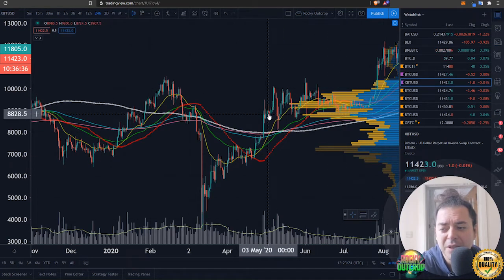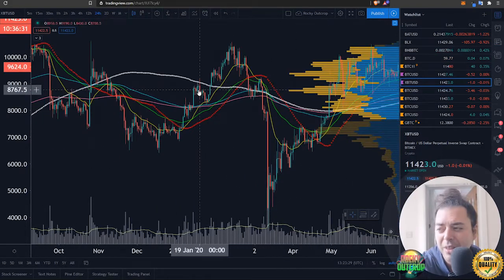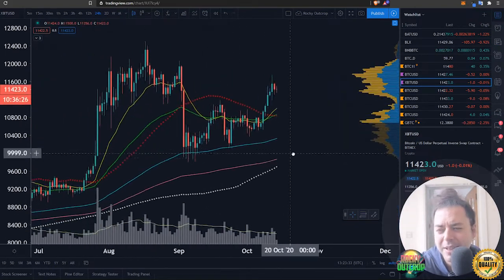But of course, taking a position off the back of this on the 3rd of May meant you had to wait for 3 months really to get into profit with that one. But these sorts of things. So what else are we seeing in terms of moving averages?